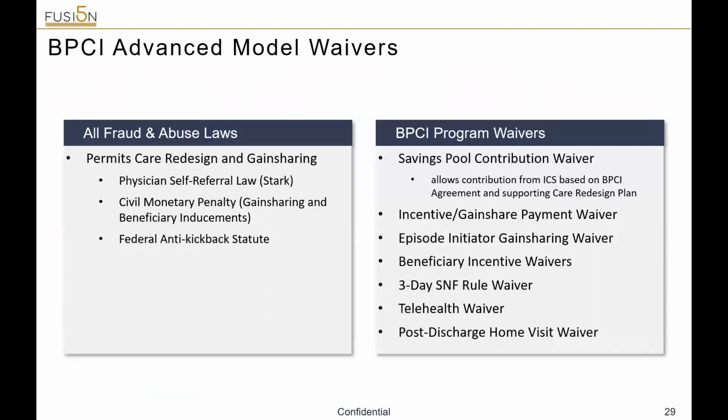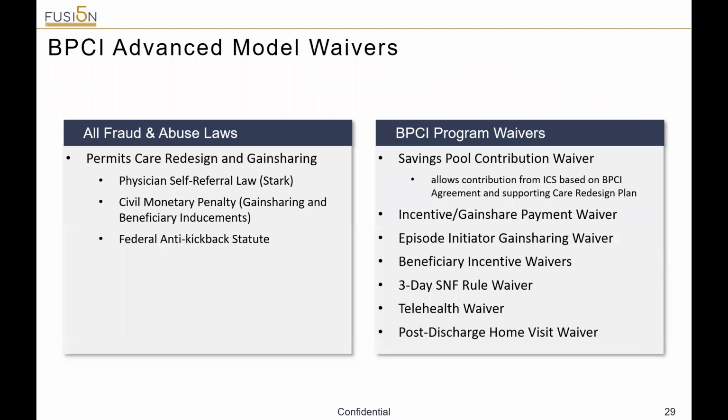There are waivers to the fraud and abuse laws, which is basically STARK, or the physician self-referral law, civil monetary penalties, and the federal anti-kickback statute. There are also discrete program waivers in here that allow all the parts to go on. And so the incentive and gain share payment waiver that comes from the savings pool generation. There are beneficiary incentive waivers.